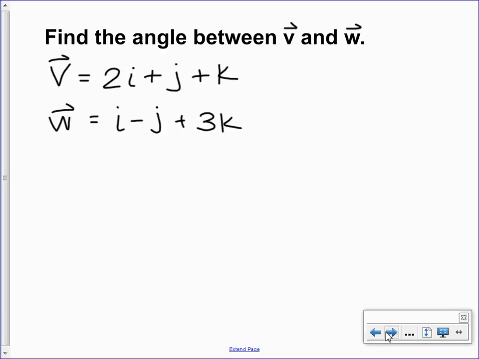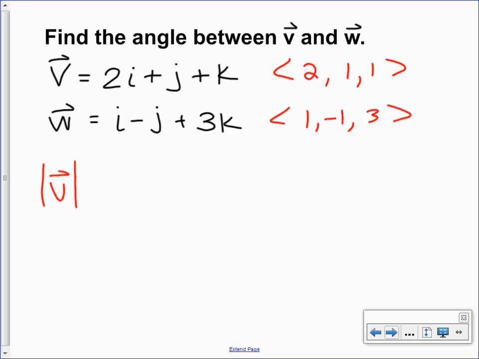3D vectors. Okay. It helps if it's in component form. So the first one is... And the second one is... Component form. Okay. Here we go. Magnitude of B. Square root of 2 squared plus 1 squared plus 1 squared is square root of 6. Right?